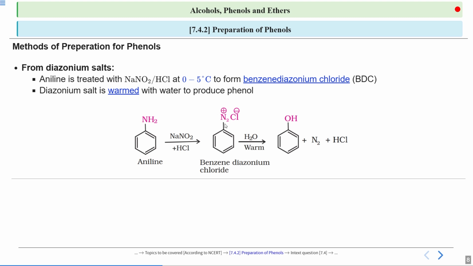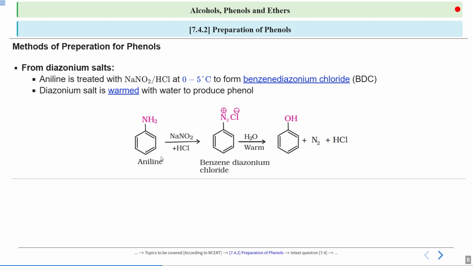Now nitrogen doesn't like a positive charge, so this N2 group will also leave from here. So see, this N2 group is also leaving. Now this carbon is an electron deficient carbon. Now what is left? OH minus is left. So this carbon is electron deficient and the oxygen of OH minus has electron density to donate. So this OH minus will attack on this electron deficient carbon and you will get your phenol. And side products will be N2 and HCl. So this is how from a primary amine, which is aniline, you get your phenol.